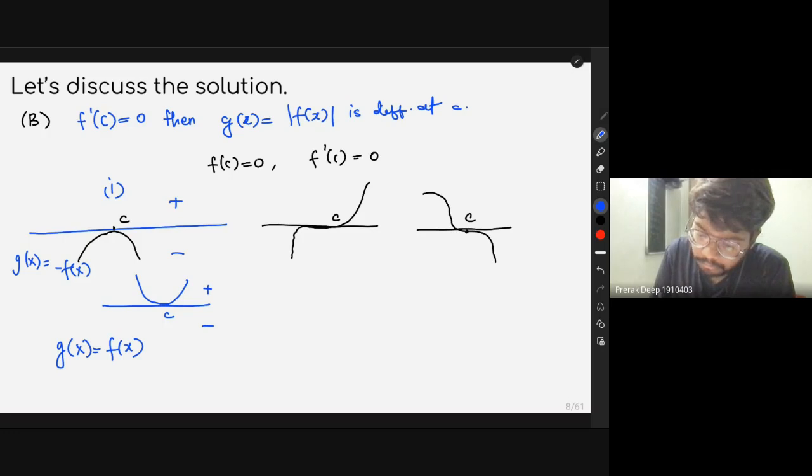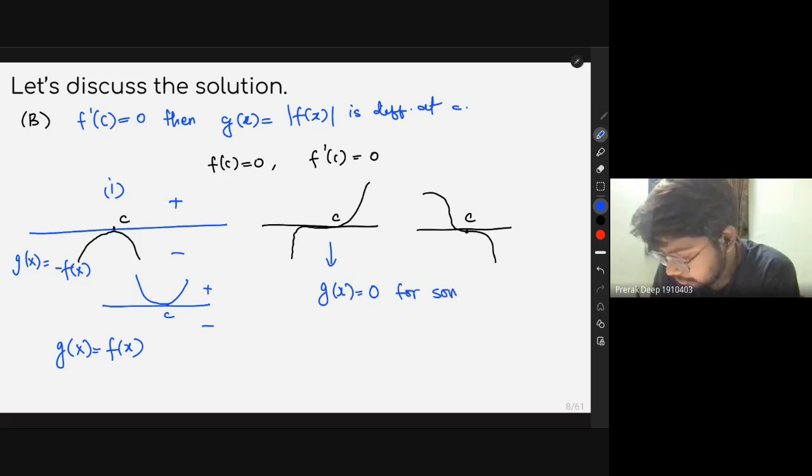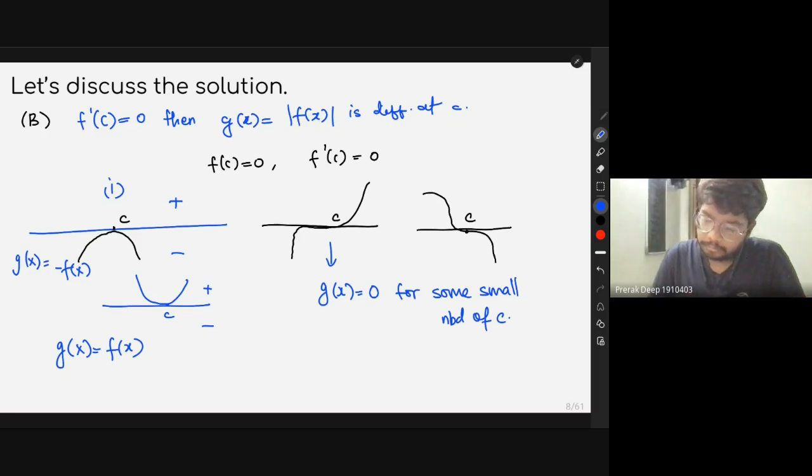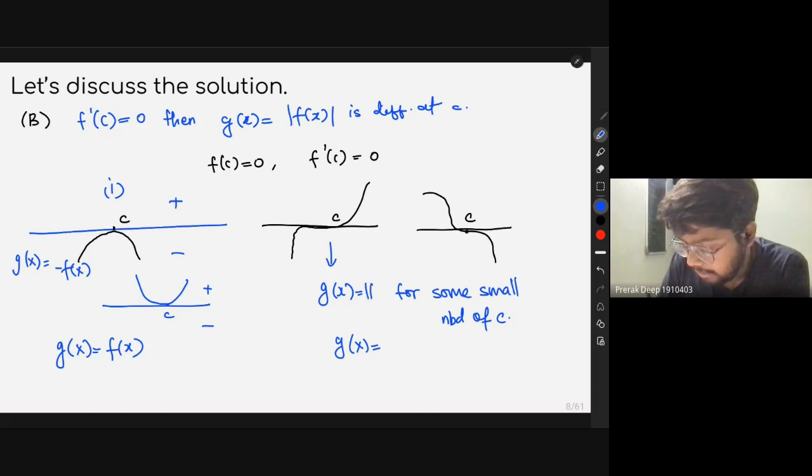And in this case, my g(x) will be 0 for some small neighborhood of C. So in this case, g will always be, because g is nothing but |f(x)|, and f(x) will be 0 for some small neighborhood of C. So g(x) will be 0. So g(x) is differentiable at C.